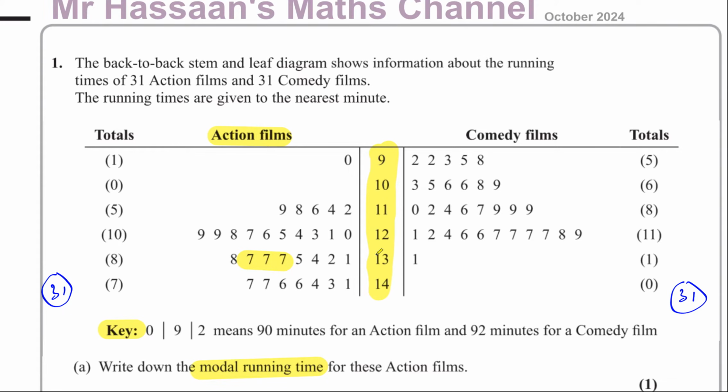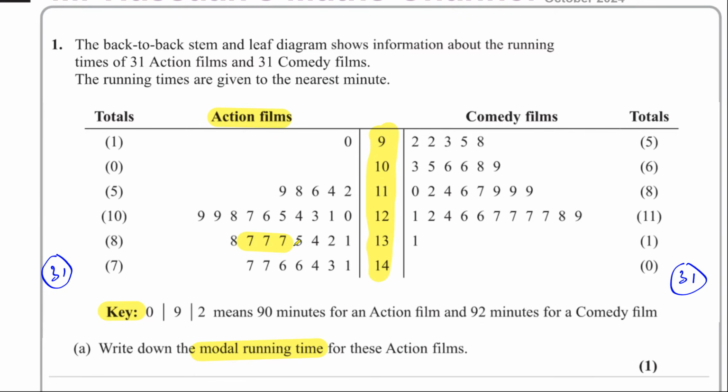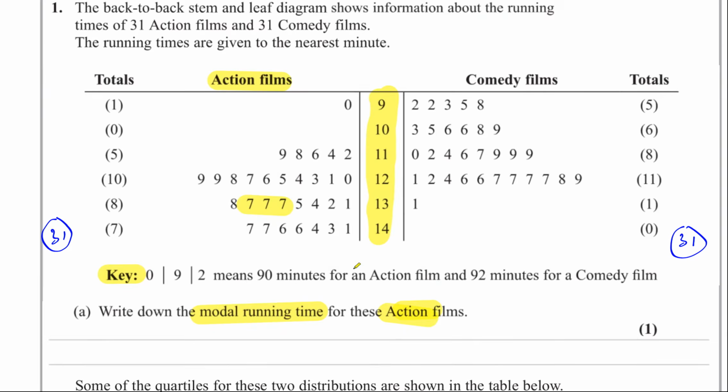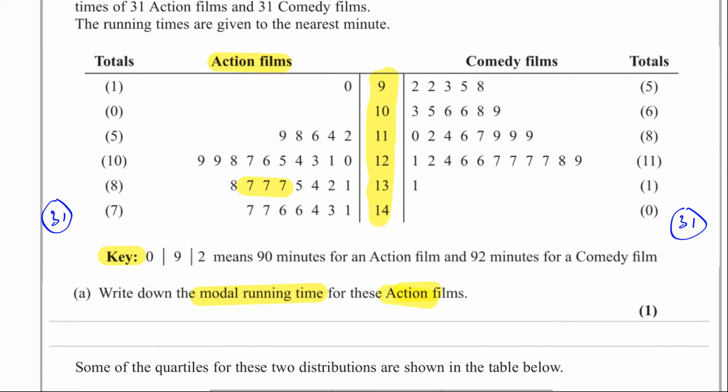So these are referring to the number 137. There are 3 137s, and there's no other number that has the same number of occurrences amongst the action films. We're looking at the action films, not the comedy films. So we're going to say 137. You might make the mistake of choosing 127, but that's for the comedy films, and here they're asking for the action films, so be careful.